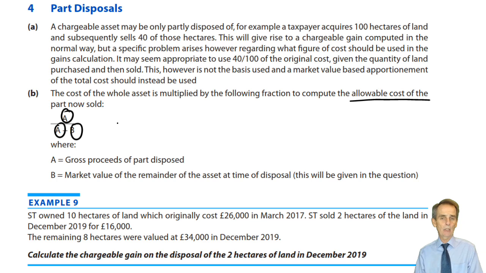We do a value-based apportionment rather than a quantitative-based apportionment. It doesn't matter that you're selling 40 hectares out of 100. What matters is what did you sell those 40 hectares for? And what's the value of the remaining 60 hectares?